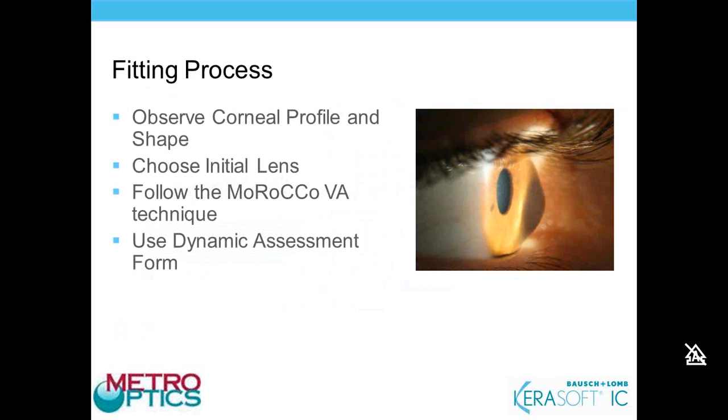First, you want to determine your overall corneal profile and shape, and that's going to, with the help of the fitting guide, help you select your first initial diagnostic lens. Now, when you apply that diagnostic lens to the eye, you're going to be using what's called the dynamic assessment technique using the Morocco VA acronym, and we'll go into that in just a few slides. And there's also a paper form that helps you keep track of all the steps so that you can really have an overview of your fitting assessment.